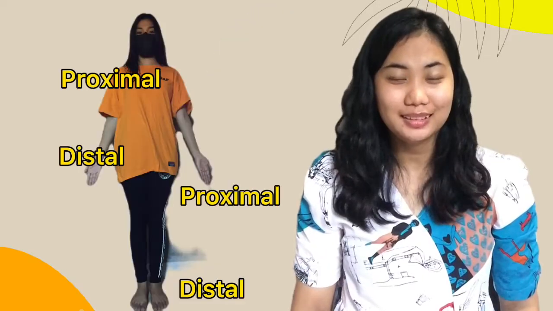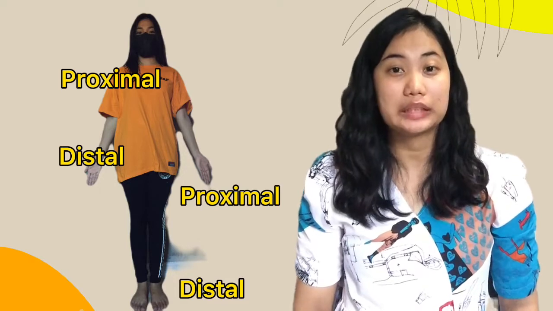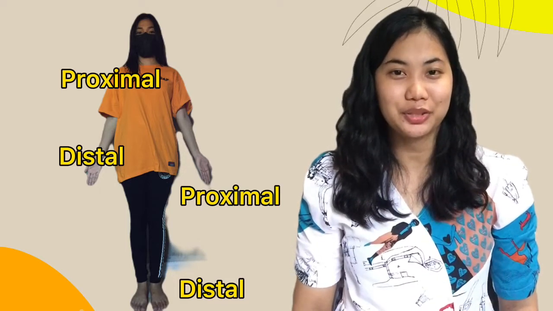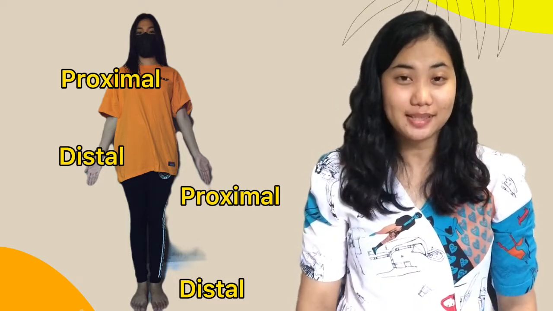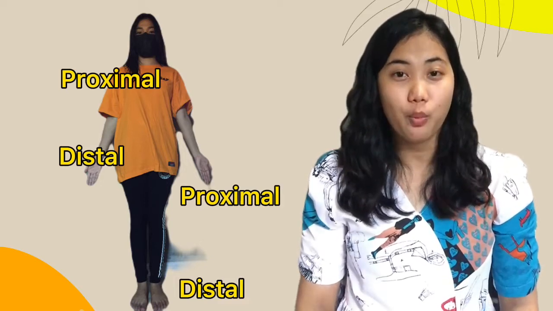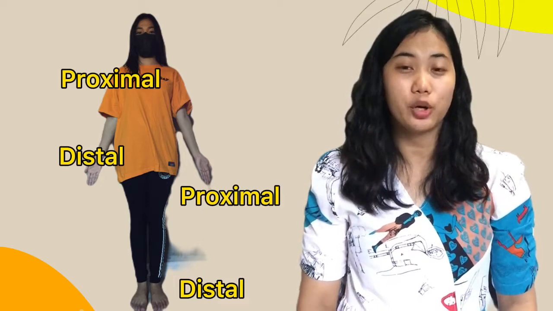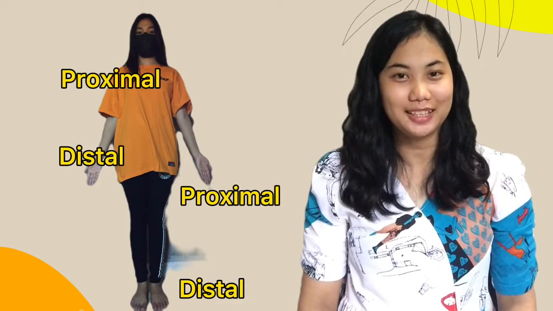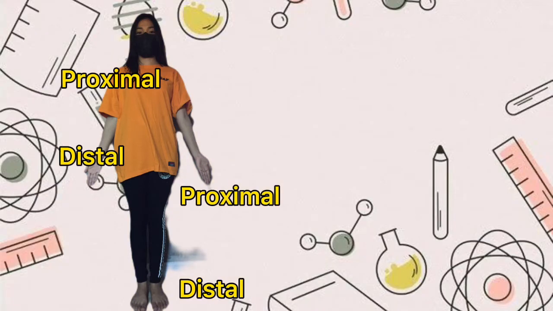Next, we have the proximal and distal. When we say proximal, it is closer to where the arm or leg inserts into the body. And when we say distal, it is farther away from where the arm or leg inserts into the body. But remember that we only use the proximal and distal terms when we are describing 2 points on the same limb, the arm or leg.